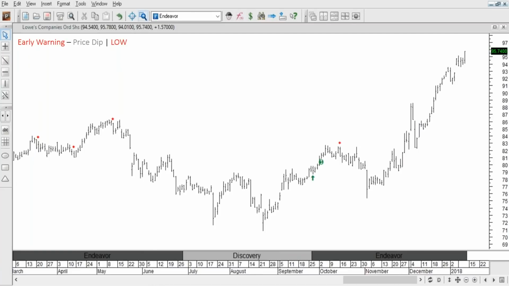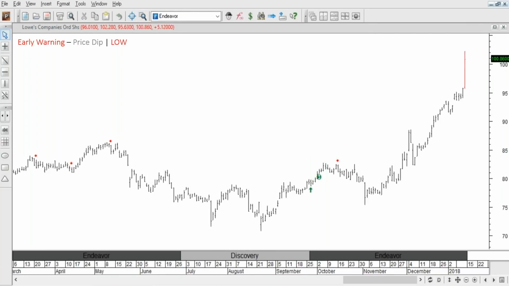Like in this example, this is Lowe's, ticker symbol LOW. Now, let's say that you went long back when you got the confirmed green signal in September at around 81.35. You're in this trade for a couple of months and you're making money.